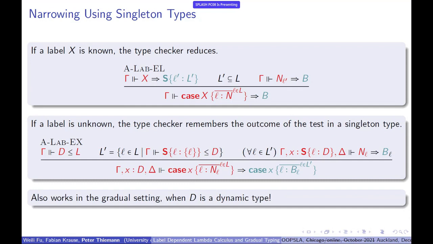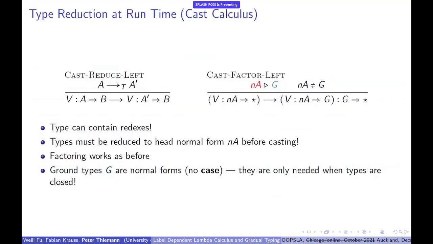Right, and what I'm not showing you because it's more involved, but feel free to check it out in the paper. The same trick also works in the gradual typing. In that case, D here can be the dynamic type, but nevertheless, you can still refine the type in a meaningful way, so that yeah, I won't go further into that. But the same trick also works in the dynamic setting. So I always have to click several times here.